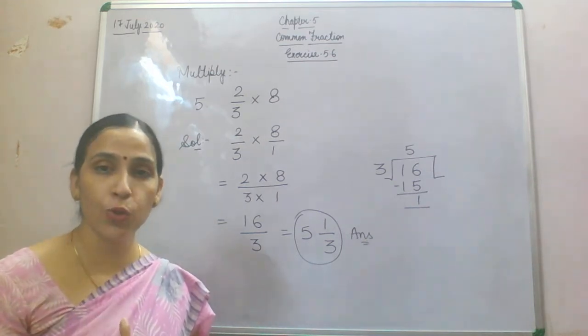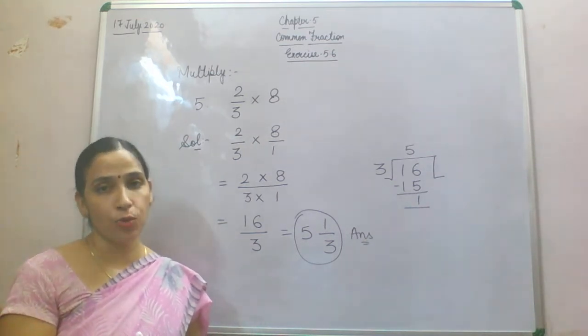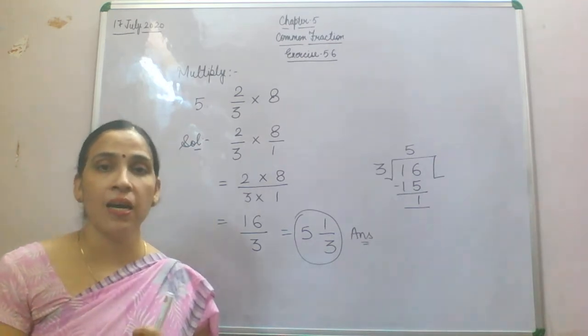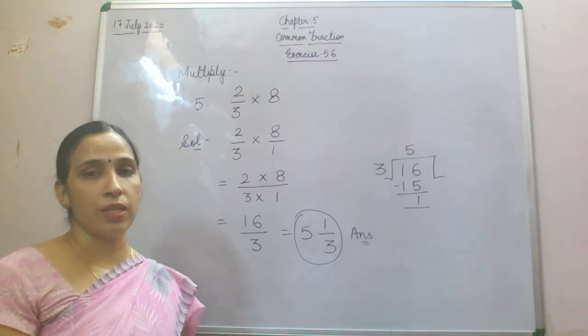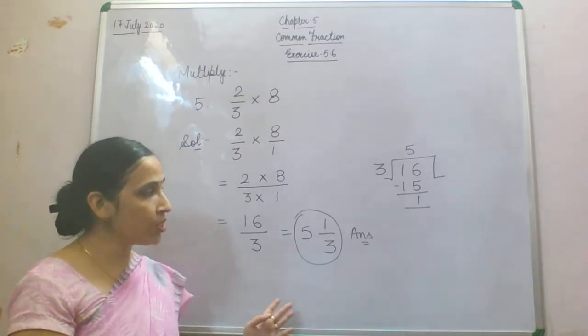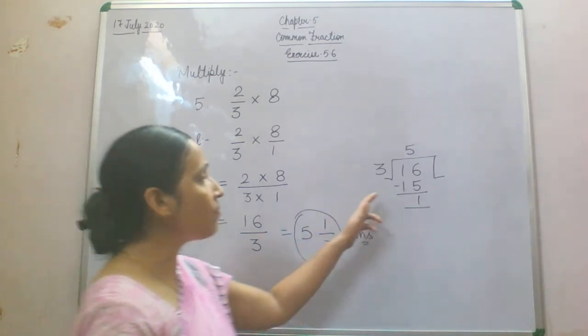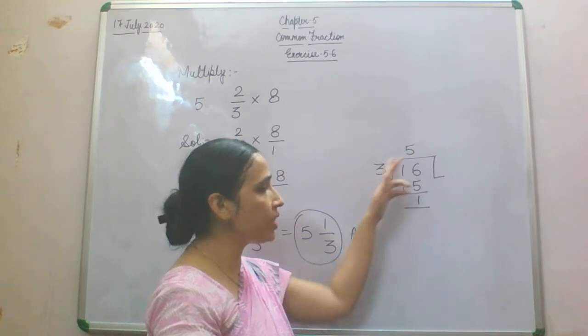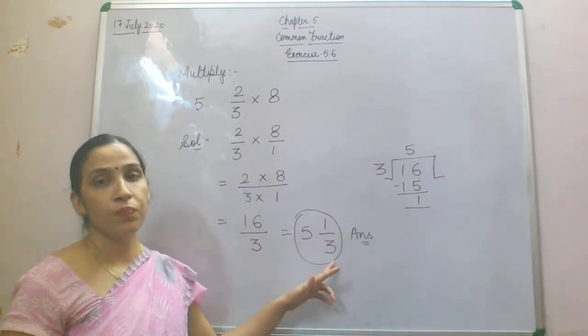So what do you have to do when you get the answer in an improper fraction? Yes, you have to change it into a mixed fraction. How will you change it into a mixed fraction? Remember QRD. After doing division, whatever quotient you get, you write first, then the remainder, then the divisor: 5 1 by 3.